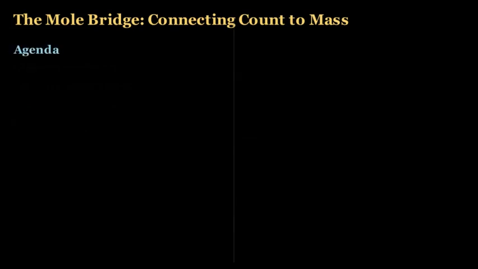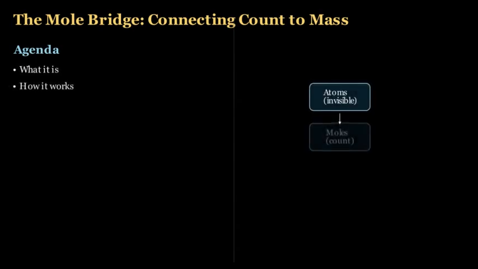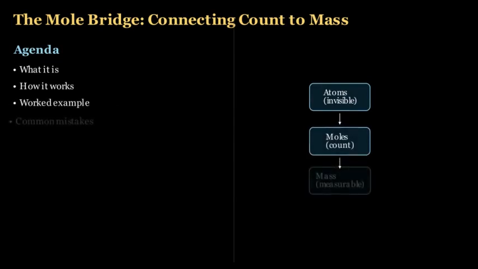We're going to build a bridge between the invisible world of atoms and the world you can measure in the lab. First we'll see what this bridge actually is, a simple conversion method. Then we'll see exactly how it works, using water as our first example. After that we'll walk through a full calculation with carbon dioxide, and finally we'll look at 2 mistakes that trip people up, so you can avoid them.